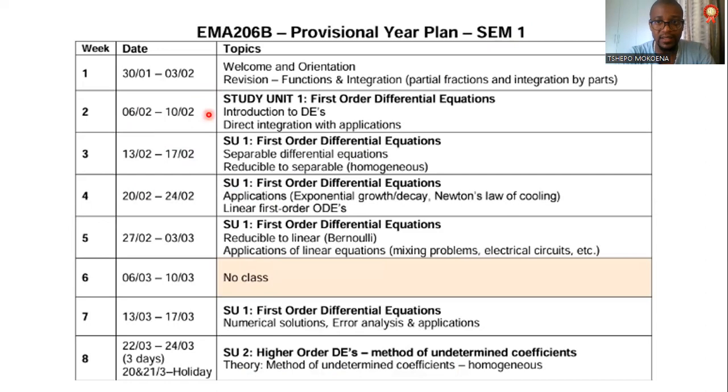So now let's have a look at semester number 1, and the number of units that we need to cover for the whole module, which is Engineering Mathematics 2.